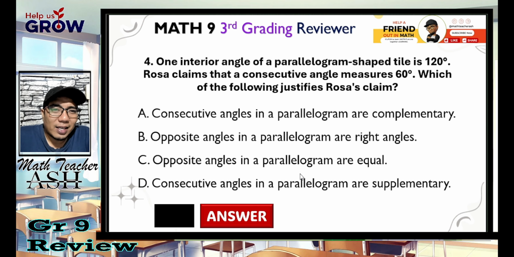One interior angle of a parallelogram shaped tile is 120 degrees. Rosa claims that a consecutive angle measures 60 degrees. Which of the following justify Rosa's claim? Is it A, consecutive angles in a parallelogram are complementary? B, opposite angles in a parallelogram are right angles? C, opposite angles in a parallelogram are equal? Or D, consecutive angles in a parallelogram are supplementary? I'll give you 5 seconds to think about your answer.